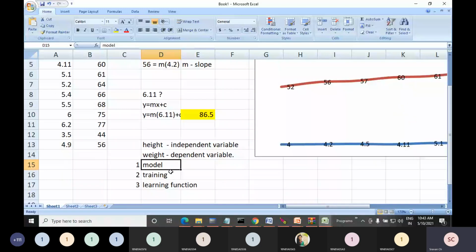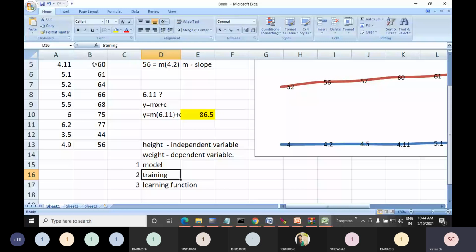When my program can predict the weight for a given height, then it is called a model. I repeat, when my program can predict the weight for a given height, then my program is called a machine learning model. Training, what is training? For my program, I gave some knowledge, these are the 10 data items. If height is 4.11, weight should be 60. Whatever knowledge I am giving to my program, that is called training.